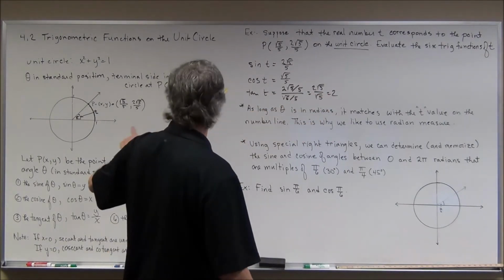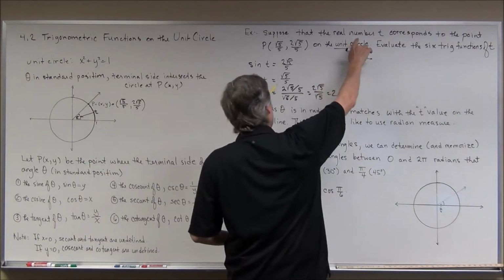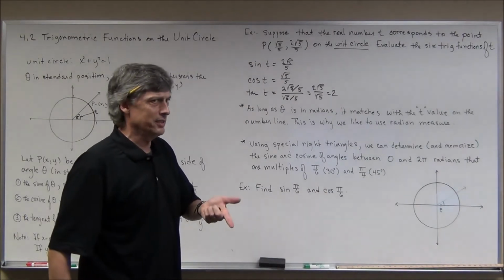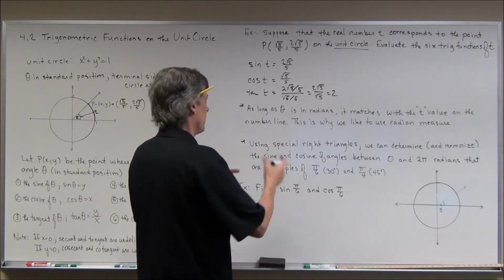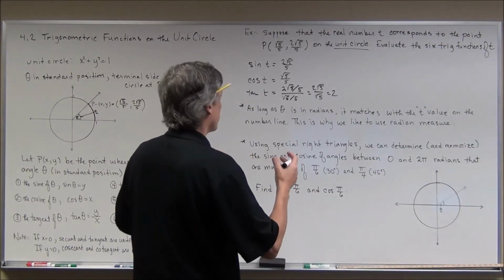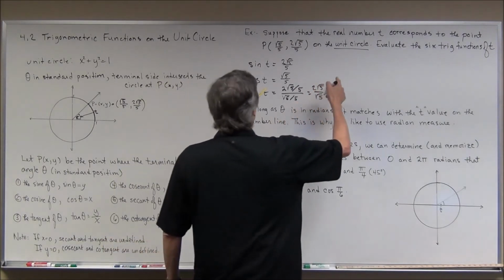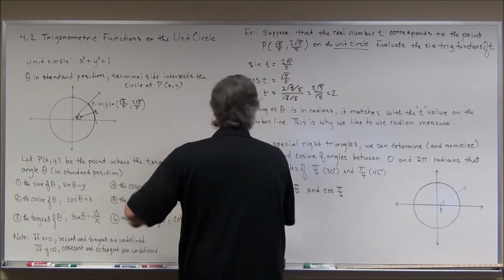Now remember, I just said it's an angle, but it's also defined as a real number. That's why you don't see units on radians, because we like to use the idea of radians to correspond to the number line. So now I need the other 3, which are all reciprocals.